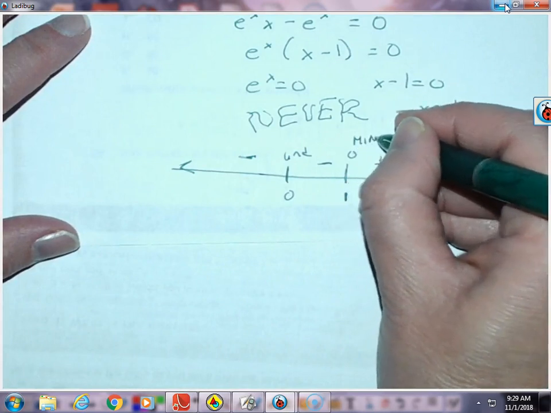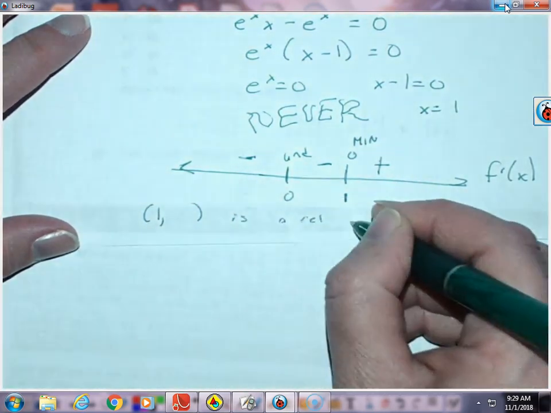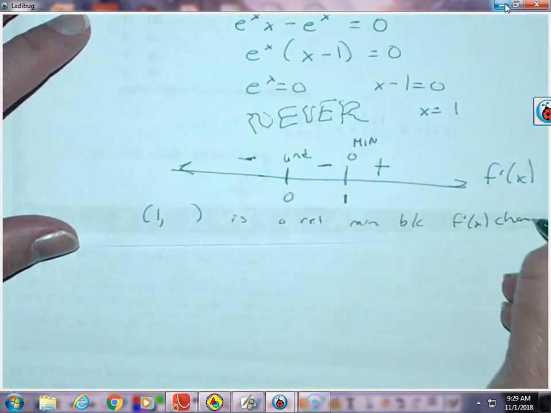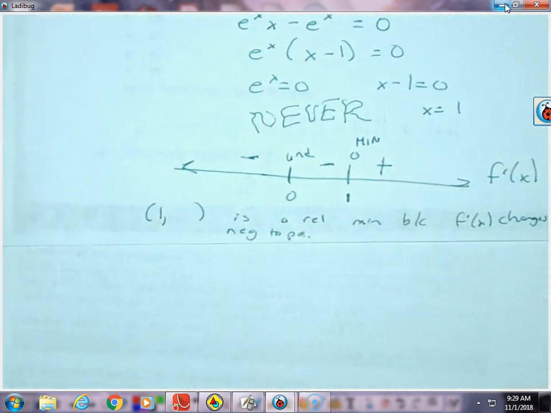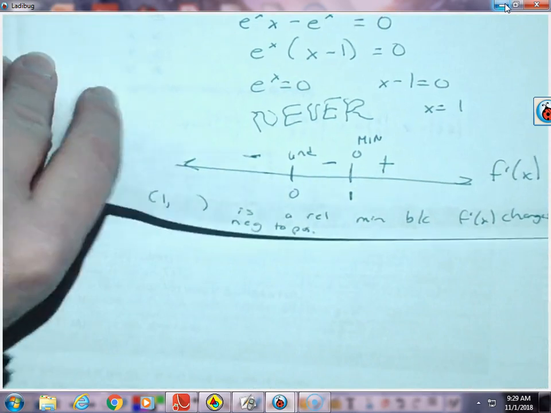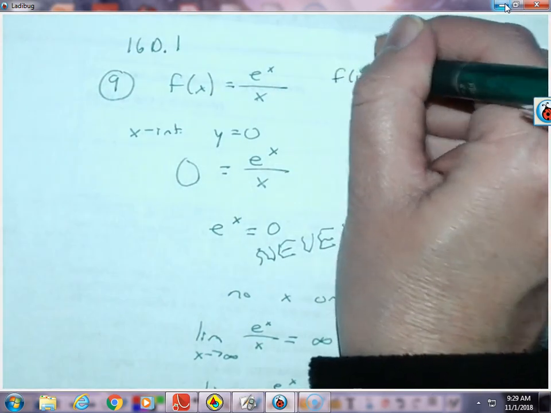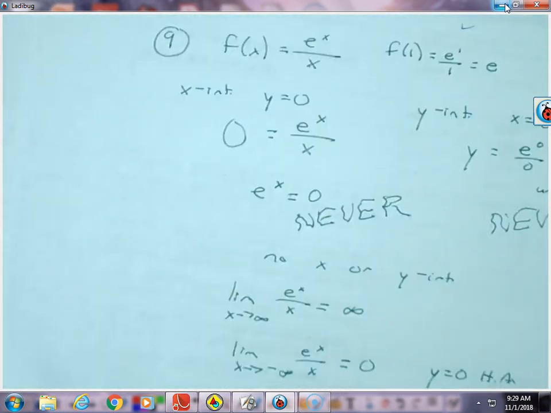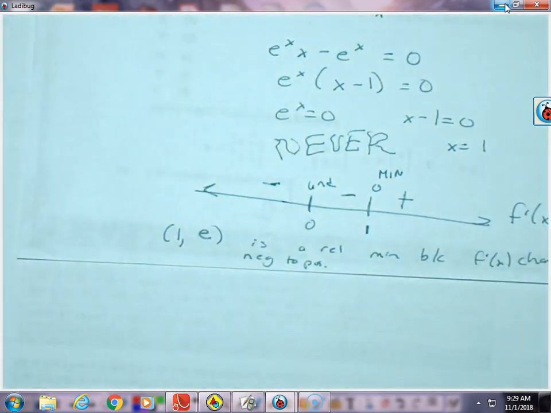So 1 comma something is a relative min. I'll figure out the comma something in a second, because f prime of x changes from negative to positive. Now for the comma what, I can go up here and just substitute it into the original. So f of 1 would be e to the 1 over 1, so just e. So it's actually the point 1 comma e, which I think is a fabulous point.